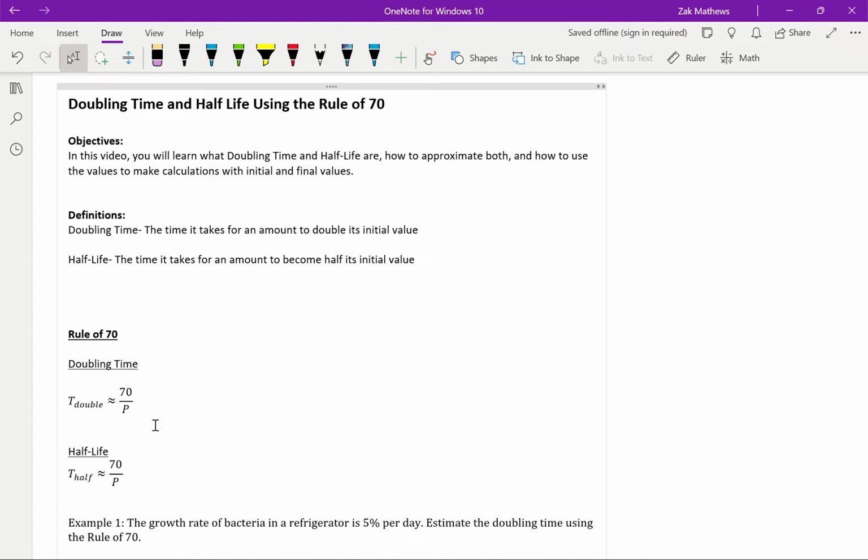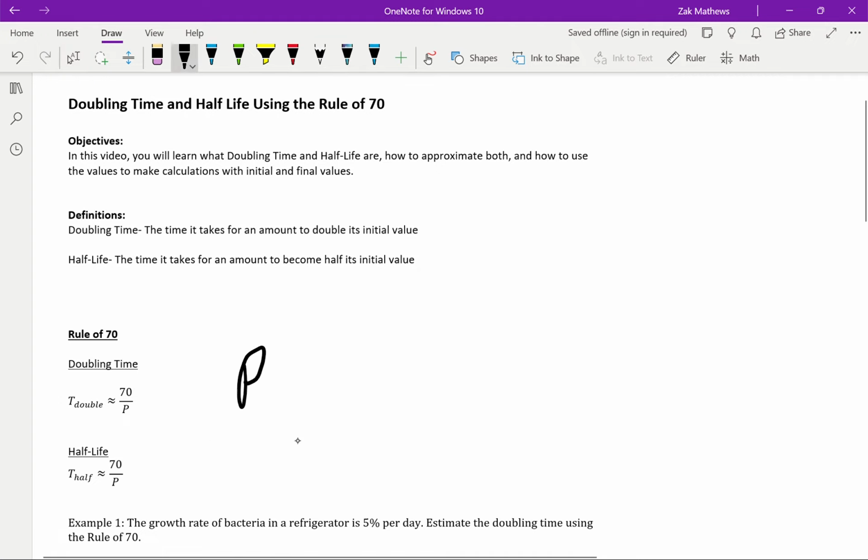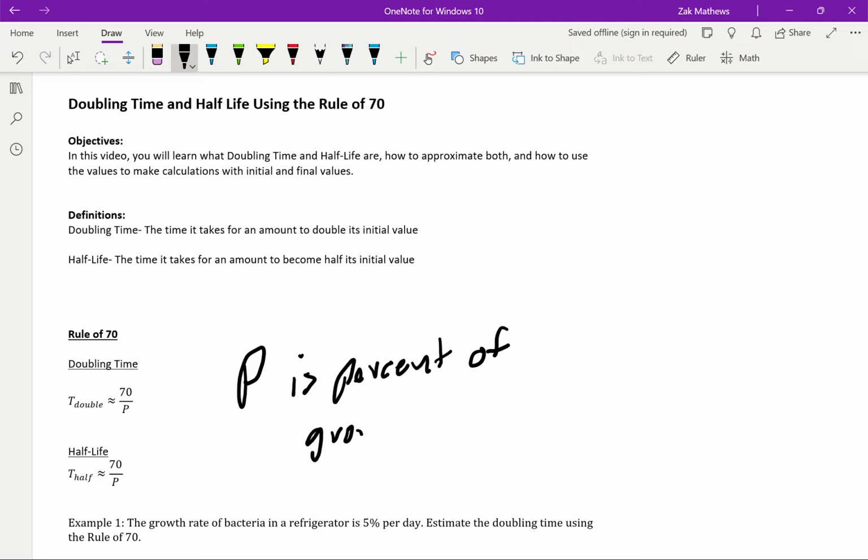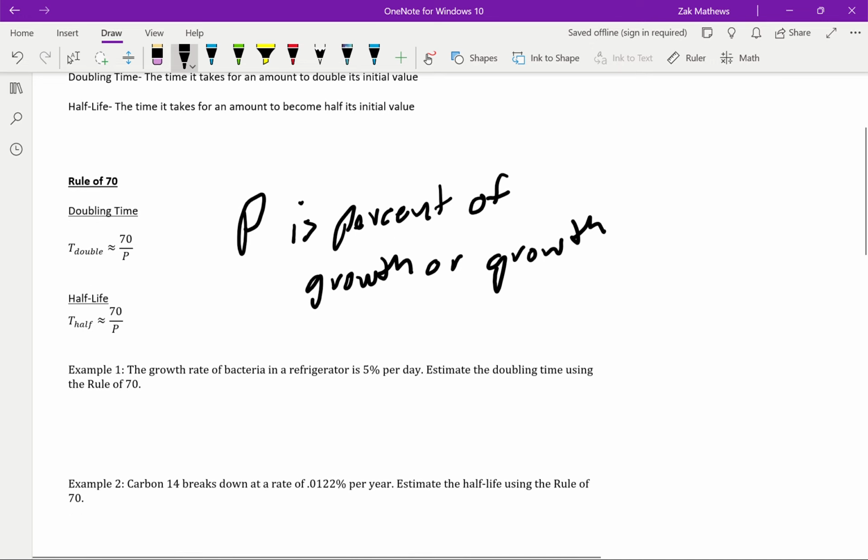What it tells me is that I can find my doubling time, T double standing for doubling time, by simply taking 70 and dividing it by the percentage, P standing for the percentage of growth. Half-life, we can take 70 and divide it by the P, which again, I'll write it down here, P is the percent of growth or decay. So they work the exact same way. With doubling time, something is growing. With half-life, something is decreasing. But again, we don't even have to change that percentage to decimal form. We just leave it exactly as it is. Makes the calculation super, super simple.